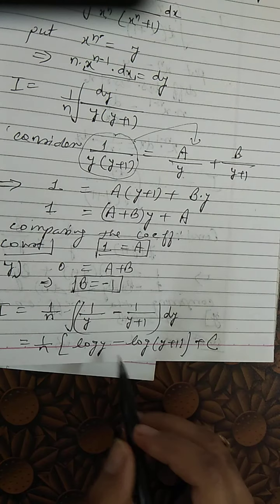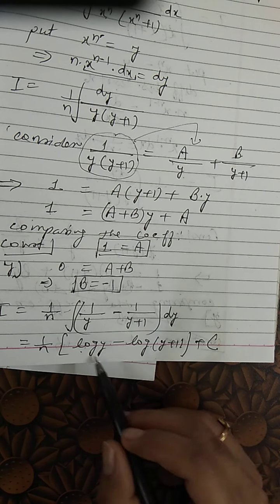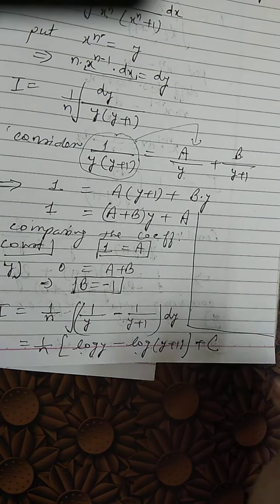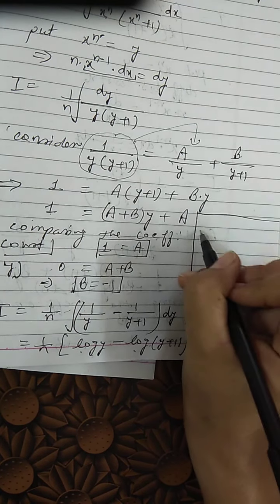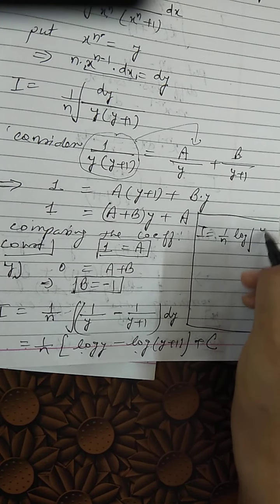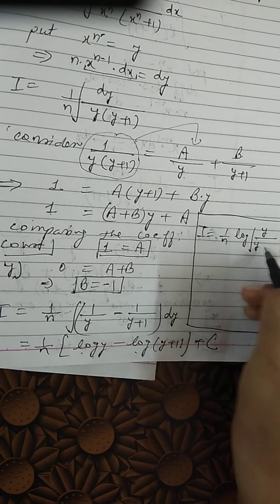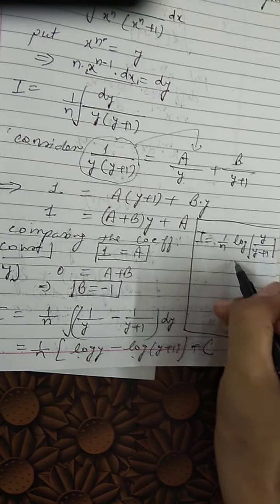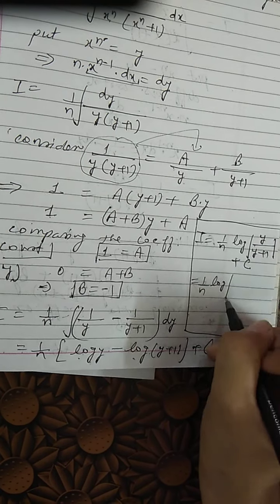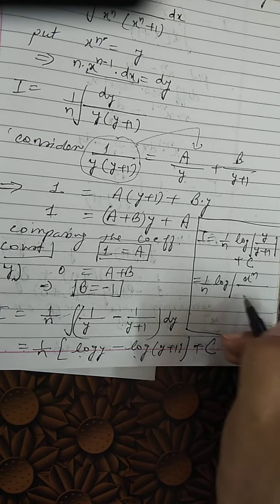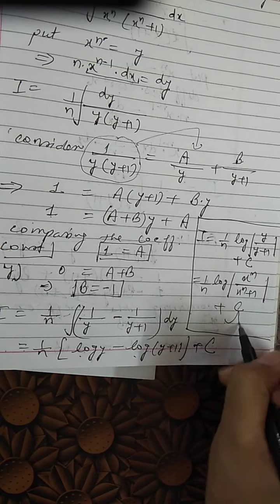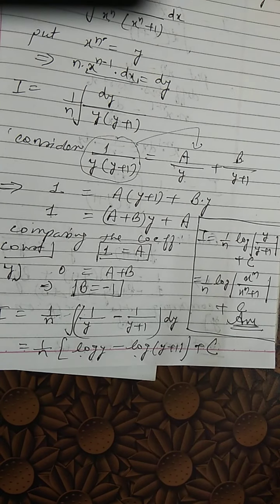When we substitute, since log m minus log n can be written as log m by n, if I draw the line and continue my sum here, I will become equals to 1 by n into log of y upon y plus 1 plus constant of integration, which equals 1 by n into log of x raised to power n upon x raised to power n plus 1 plus constant of integration. That will be our answer.